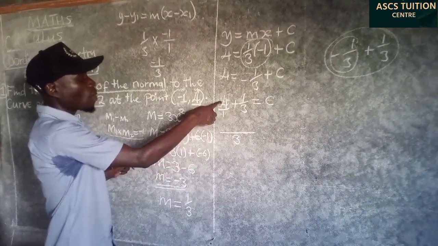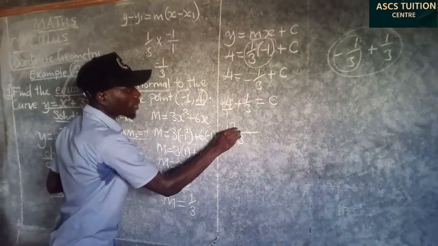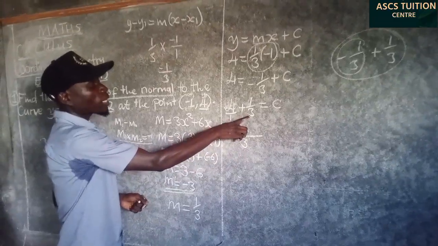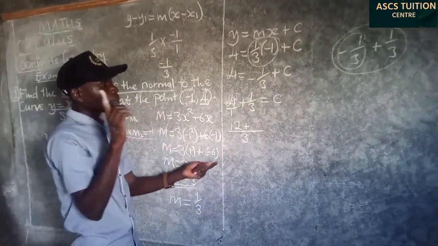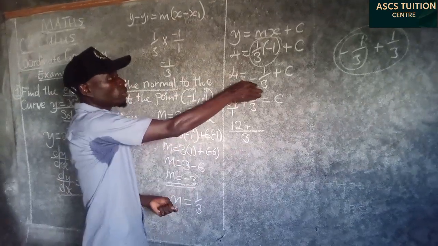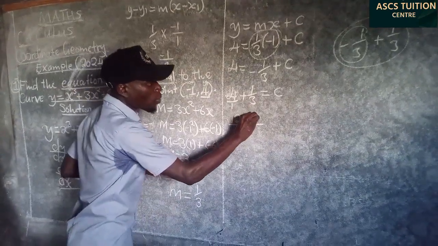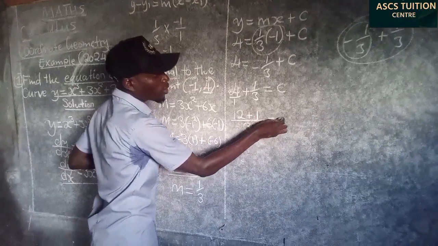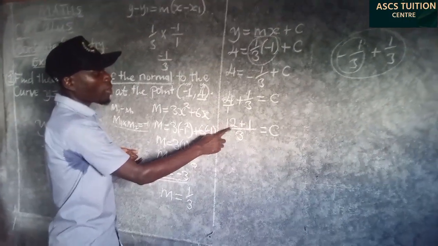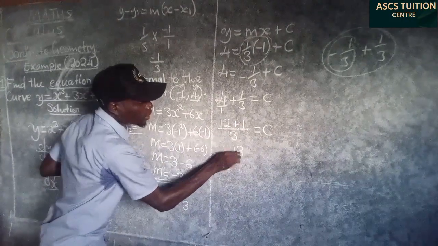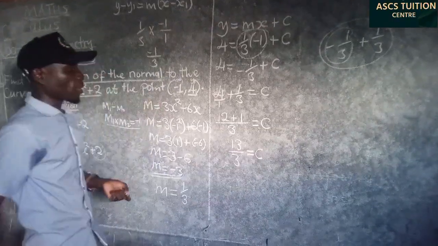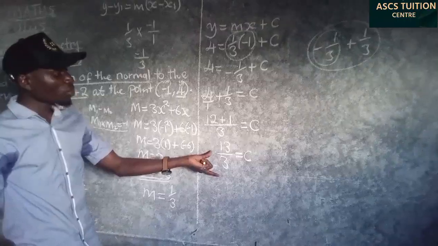Then 3 times 4, the answer will be 12. Then plus 3 into 3, or we are saying how many times can 3 go into 3? We find that 3 can go into 3 one time. So that 1 multiplied with the numerator, which is 1, the answer will be 1. Then equals constant. Thereafter, you add the numerators. You say 12 plus 1, the answer will be 13 over 3, then equals constant.